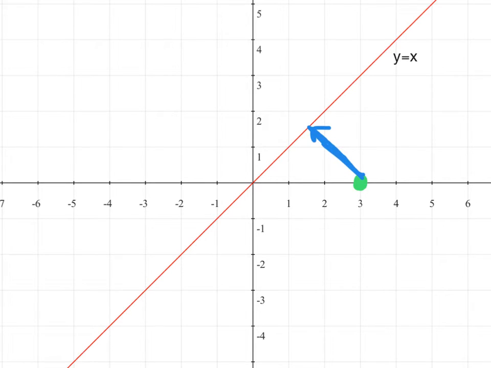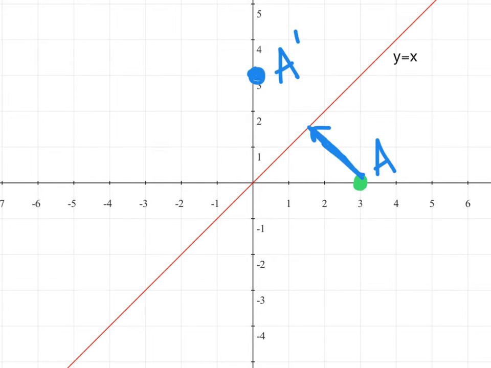So if it's 1.5 boxes to the red line, I go away 1.5 boxes, and this is where my new point is going to be. So we could say this is point A, and this is point A prime after the reflection over y equals x.